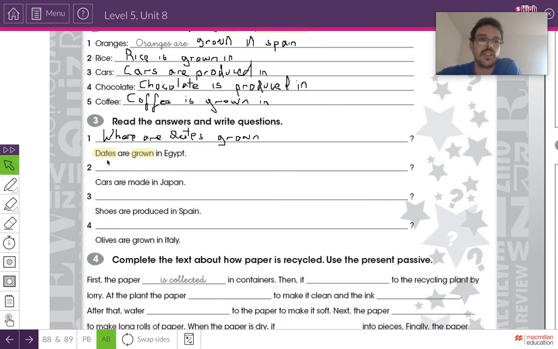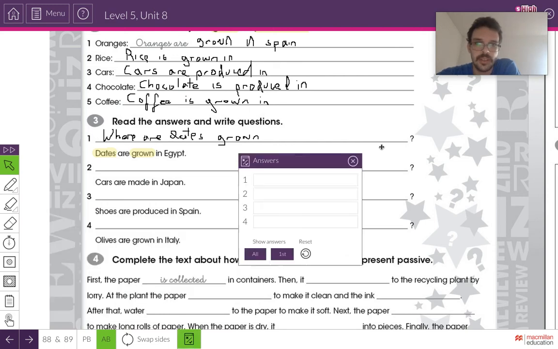Now you can make the questions for numbers 2, 3, and 4. If you remember, where are or where is, and then the object, and then grown or produced or made. Pause the video and take a few minutes to finish the exercise. Okay, all finished? Very good.